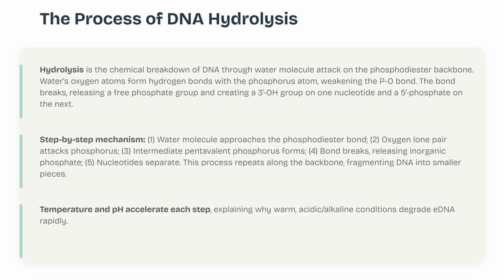Hydrolysis is the chemical breakdown of DNA where water molecules attack the phosphodiester backbone. This process weakens the P-O bond, leading to the release of a free phosphate group and the separation of nucleotides. High temperature and extreme pH accelerate this fragmentation.